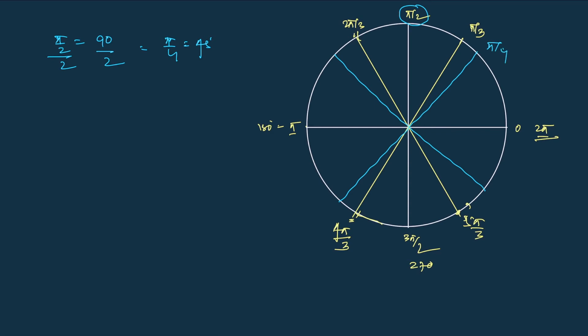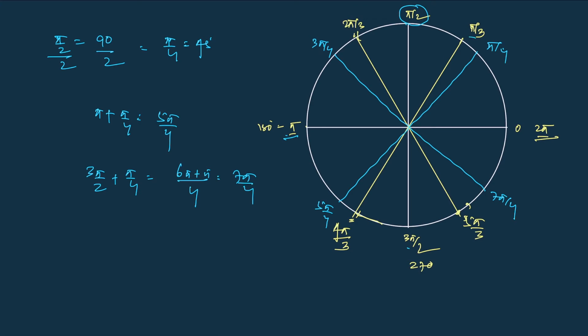So again pi by 4 plus 90 means 3 pi by 4. Then pi, then pi plus pi by 4 is equal to 5 pi by 4. Then again it came 3 pi by 2. So 3 pi by 2 plus pi by 4 means 45, it will be 7 pi by 4. This is equal to 7 pi by 4.